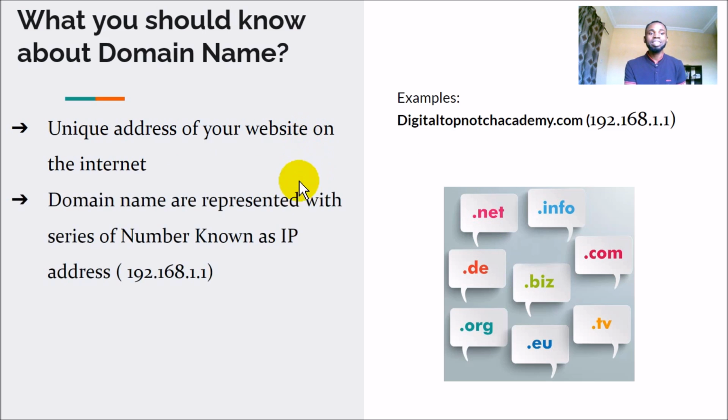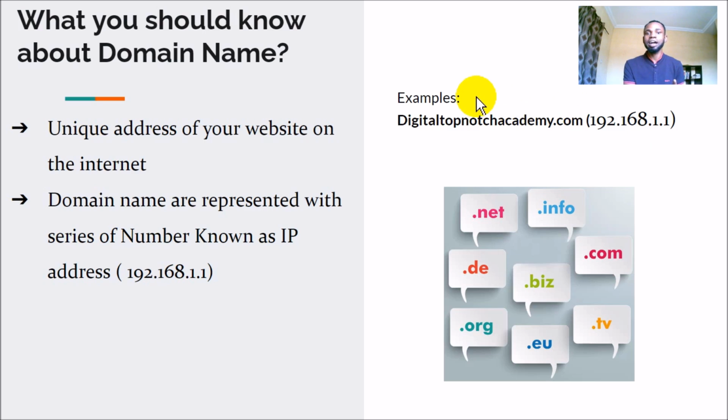So another thing you need to know is that domain names are represented with a serial number known as an IP address. Okay, so domain names are treated as a computer. The IP address is what is used to identify communication on the internet. So that is also how a domain name is. It has to communicate in the internet aspect. So it's always assigned a unique IP address. Now, when you are reading this, you are reading Digital Top Notch Academy. But in terms of computer communication, they are reading a serial number in this form. That is actually how a domain name is structured.